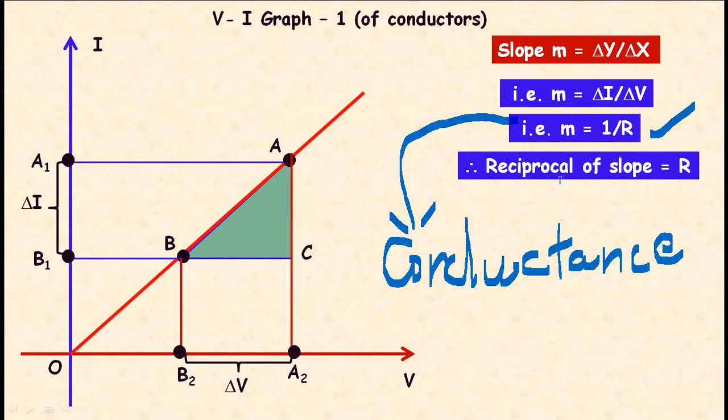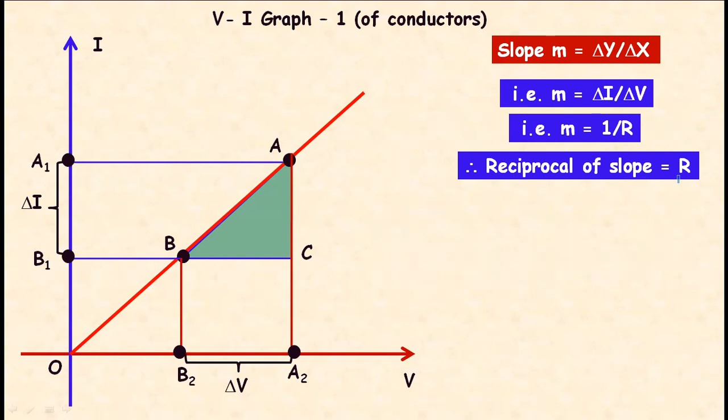And the reciprocal of the slope will give me the resistance of the device connected in the circuit. So after finding the slope, I have taken the reciprocal of the slope. So I ended up with the resistance of the device.